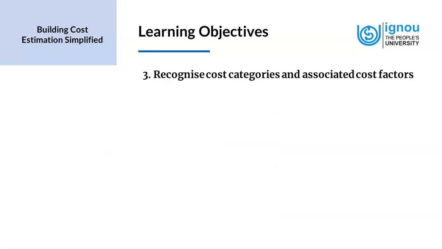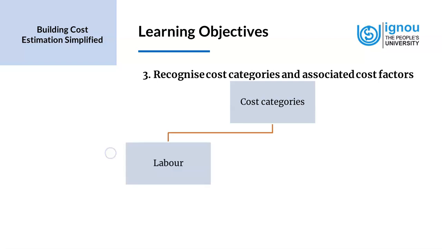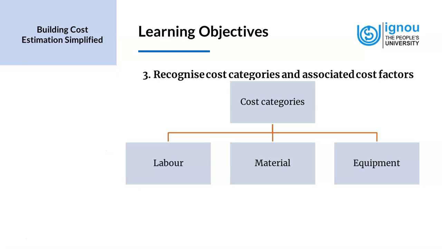Next, we recognize cost categories and associated cost factors. What is a cost category? The cost categories include labor, material, and equipment costs. We will learn in detail about these and also about the cost factors.